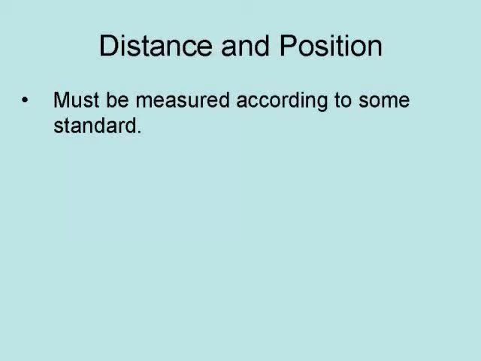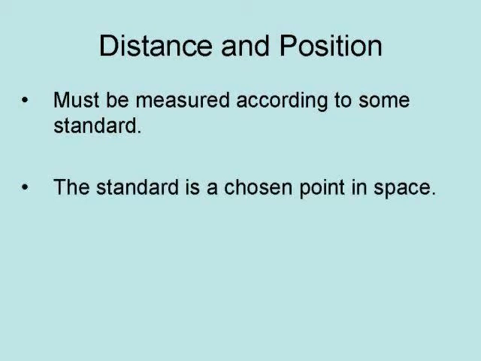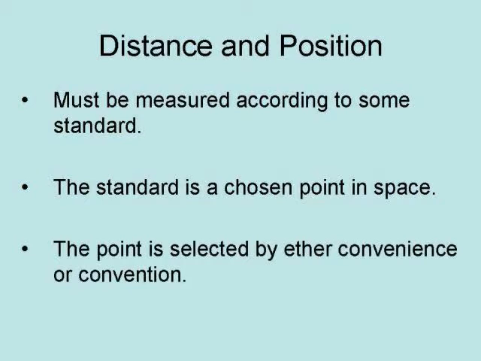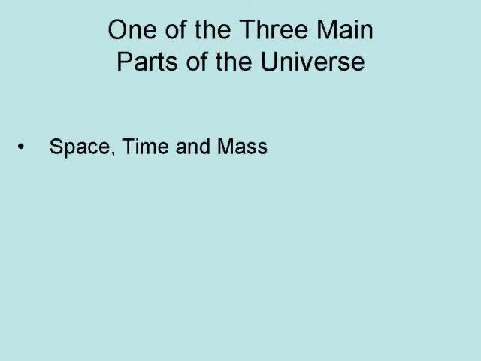Now, both distance and position must be measured according to some standard. This standard is a chosen point in space. The point is selected by either convenience or convention, but without such a starting point, determining distance and position is impossible.